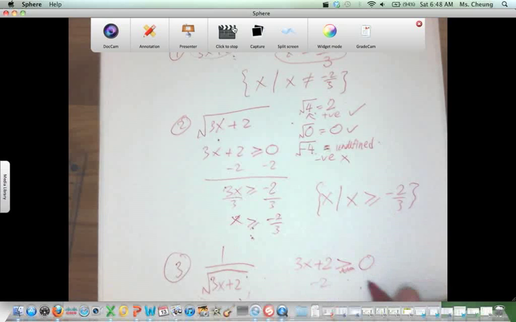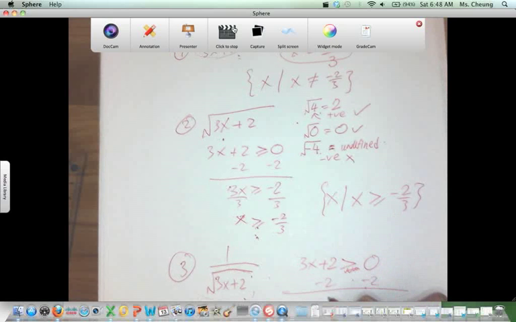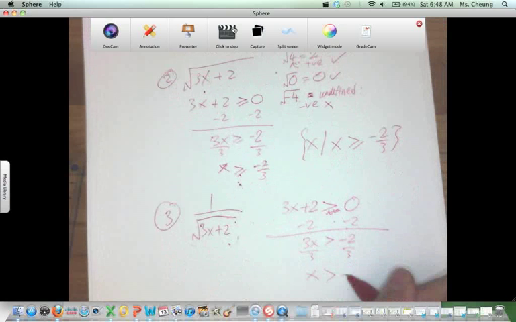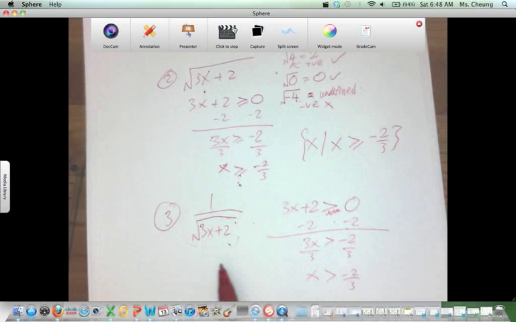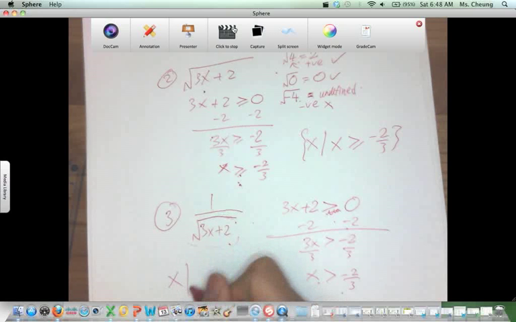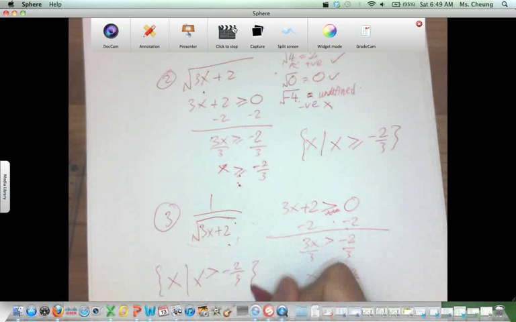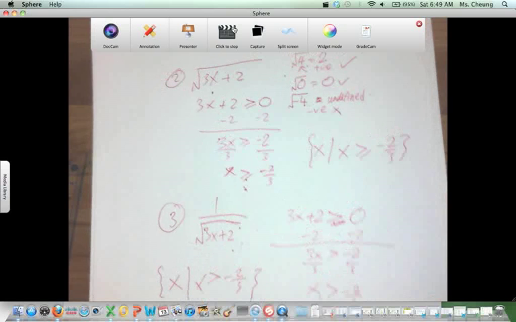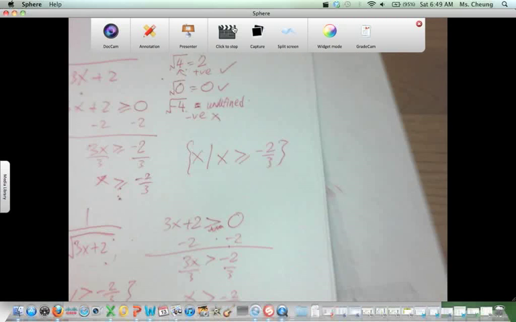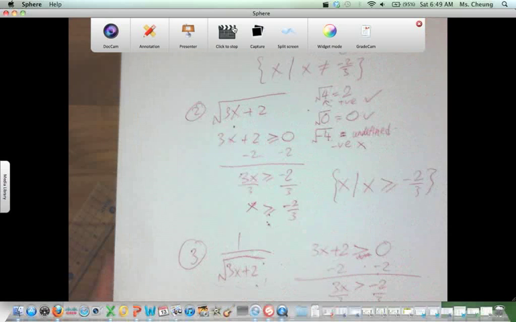The same thing, I'm going to isolate my x. I subtract 2, and 3x is greater than negative 2. Then I divide both sides by 3, so x is greater than negative 2 over 3. That means my function is defined when x is greater than negative 2 over 3. So my domain is all values of x such that x is greater than negative 2 over 3. There are only three cases for the domain, otherwise usually the others will be all real numbers.